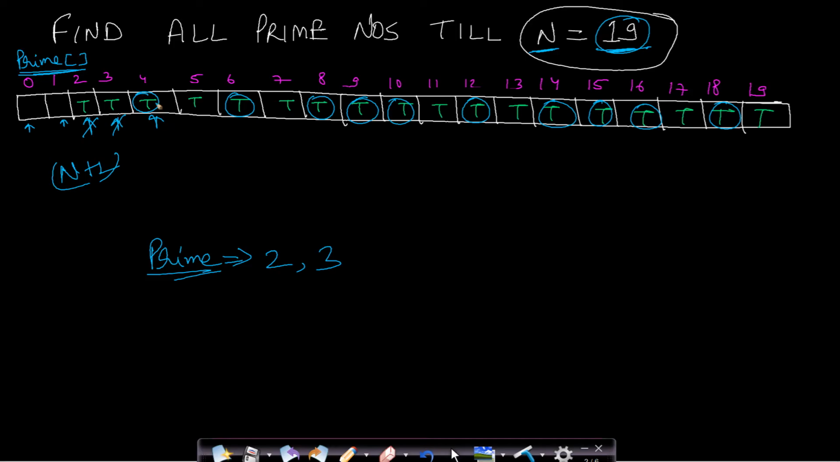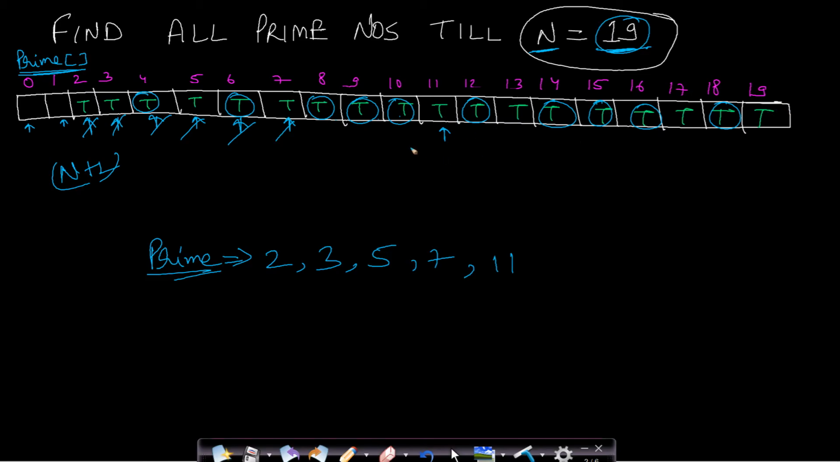4 is a non-prime number, so we'll move to 5. 5 is a prime number, so we'll include it in the list of prime numbers, and then we will mark all the multiples of 5. So 10 has been marked and 15 has been marked, and there is no other multiple of 5. We move to 6. 6 is a non-prime number. Similarly, we move to 7. 7 is a prime number. We will mark all the multiples of 7. 14 is marked and there is no other multiple of 7. Now 8, 9, 10 are non-prime numbers, so we move to 11 directly. So 11 is a prime number, include it in the list of prime numbers, and then there is no multiple of 11.